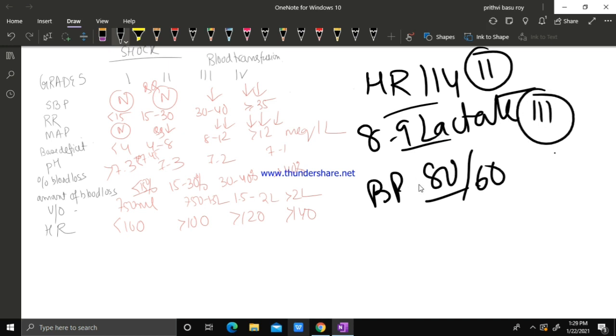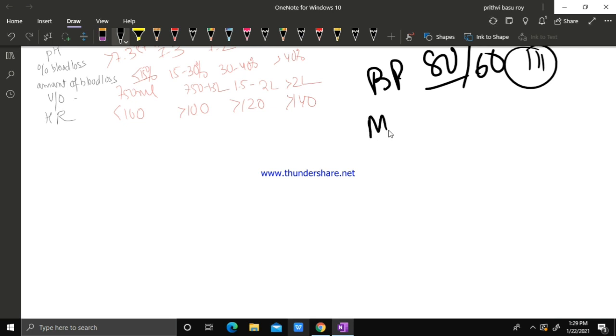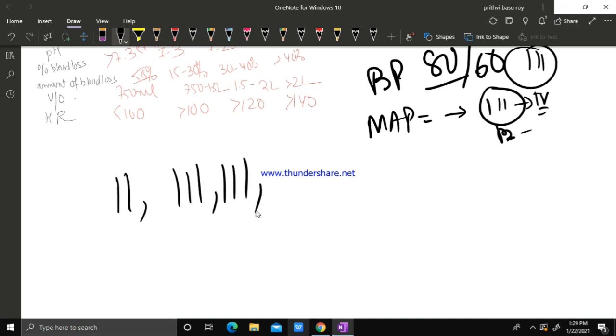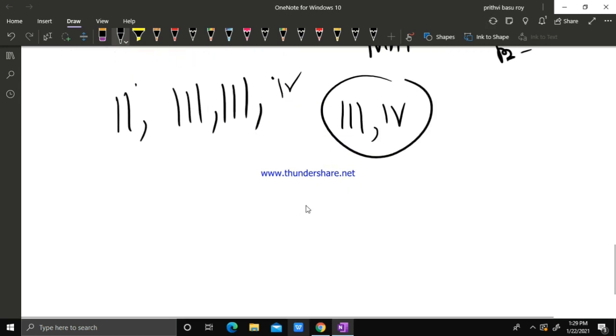See the systolic pressure of 80/60: how much is it? It is very much decreased. So again it is category 3 going on to category 4. If you calculate the mean arterial pressure, you know how to calculate it: the diastolic blood pressure plus one third of systolic blood pressure minus diastolic blood pressure. Again it is going to come to category 3, very borderline going into category 4. So one is in category 2, two are in category 3, and one is almost in category 4. Basically we can say that the patient is either category 3 or category 4 now.